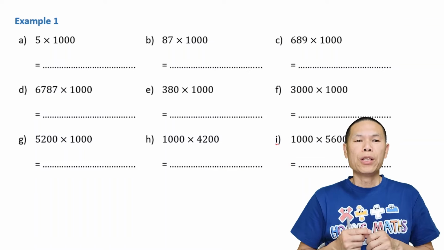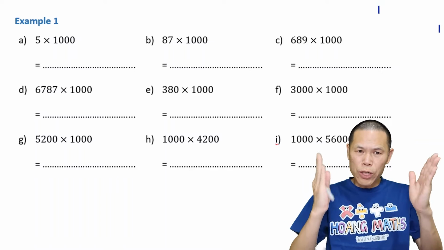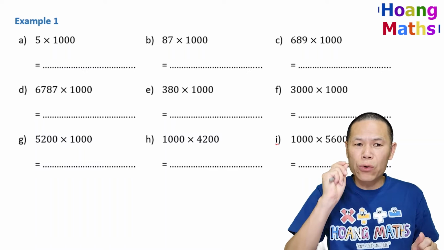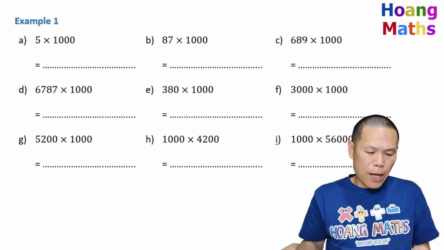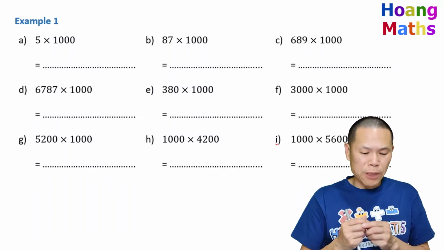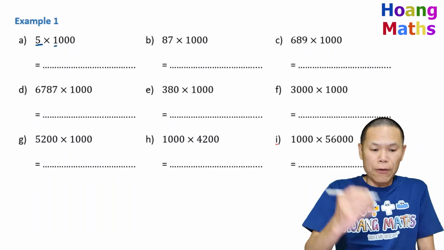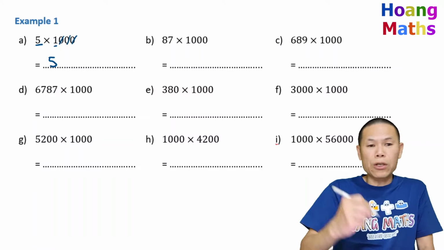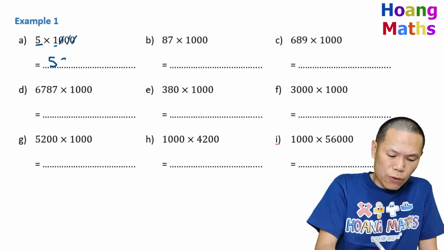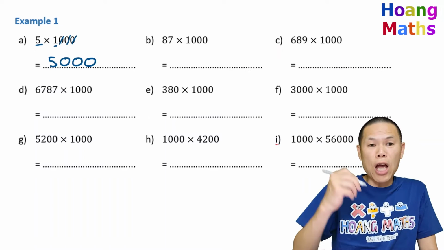Example 1. When we multiply a whole number by 1,000, we just need to add 3 zeros at the end of the number. For example, part A, we have 5 times 1,000. So 5 times 1 is 5, so we just write 5 down. And 1, 2, 3, so these 3 zeros we just need to write down. That becomes 5,000.